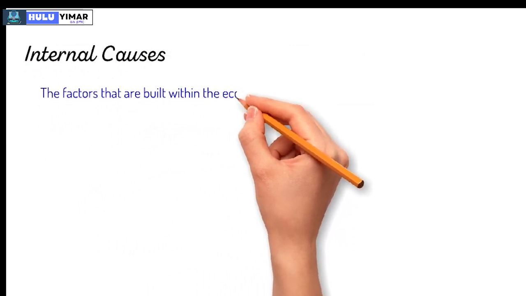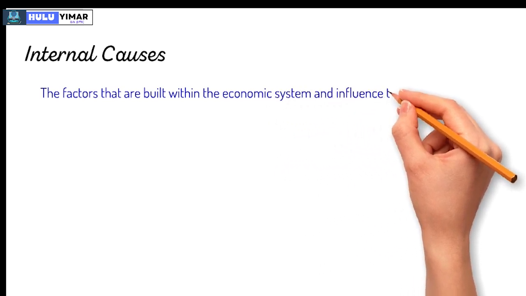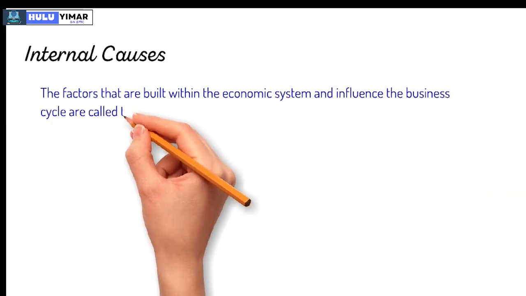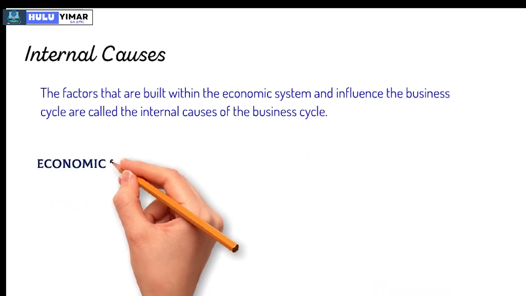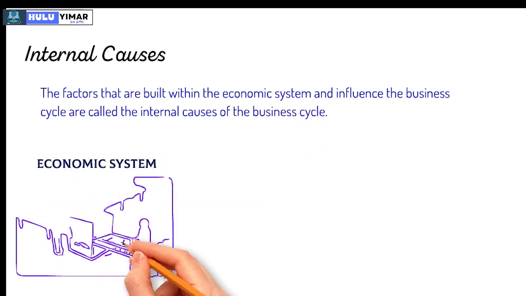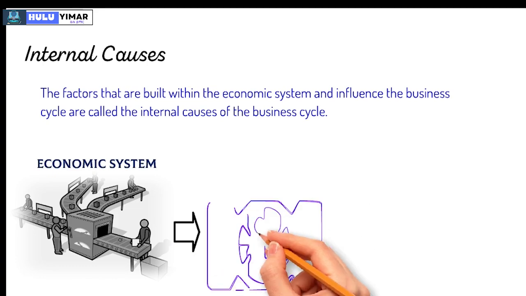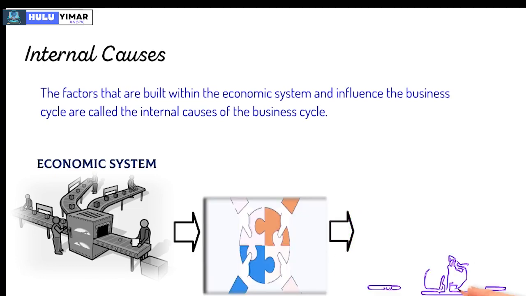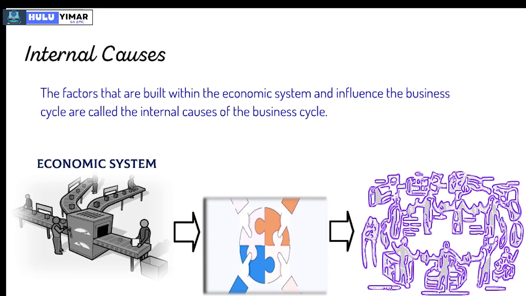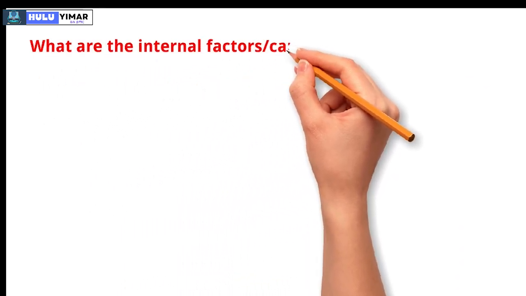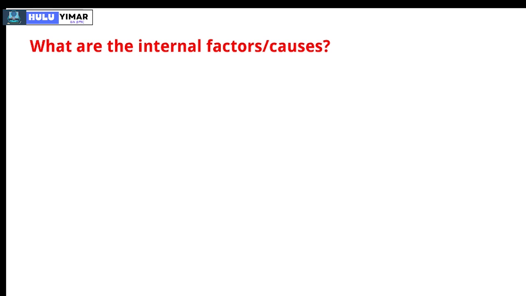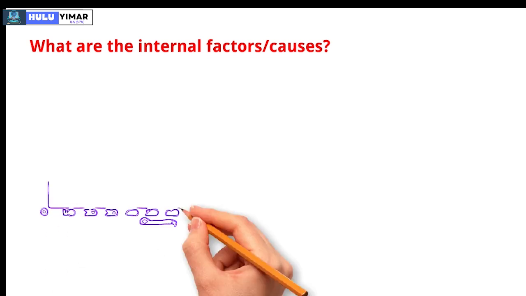They are fueled within the economic system and are able to influence the business cycle or the economy itself. An economic system is a system of production, resource allocation, and distribution of goods and services within a given society or country. We can mention several internal factors that affect the economic cycle. Here we can explain some of the key ones.